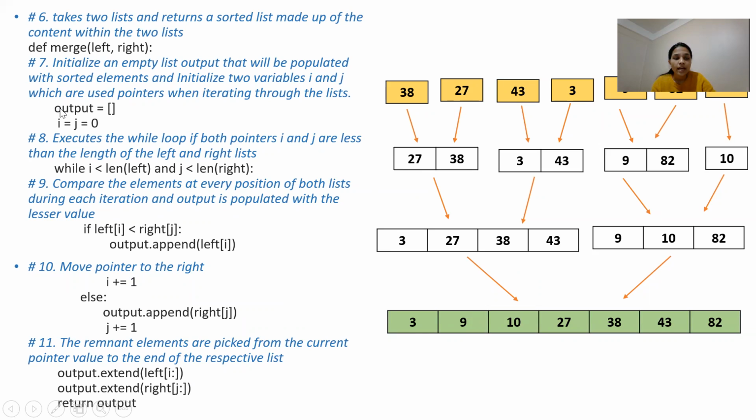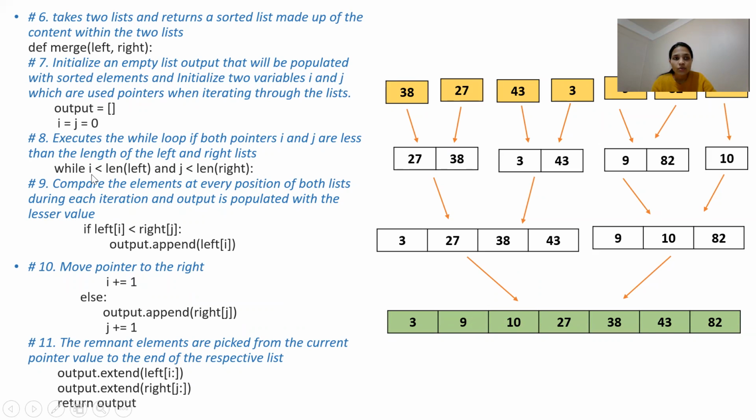So I'm creating an empty list, that is the output. I'm giving it the name output, and I'm having the 2 pointers, that is i and j, equal to 0. I'm initializing them. Here I'm using the while loop because I have to iterate through all the elements from the start to the end.